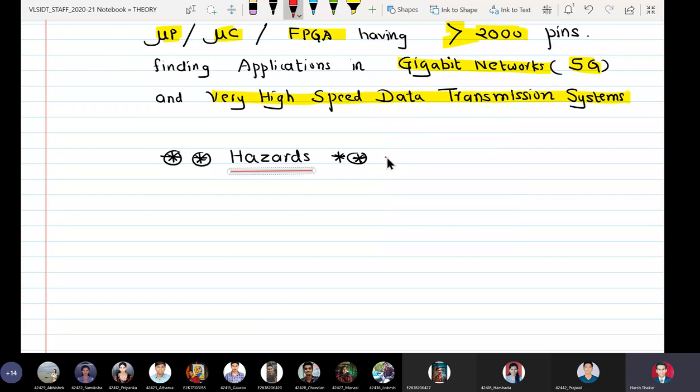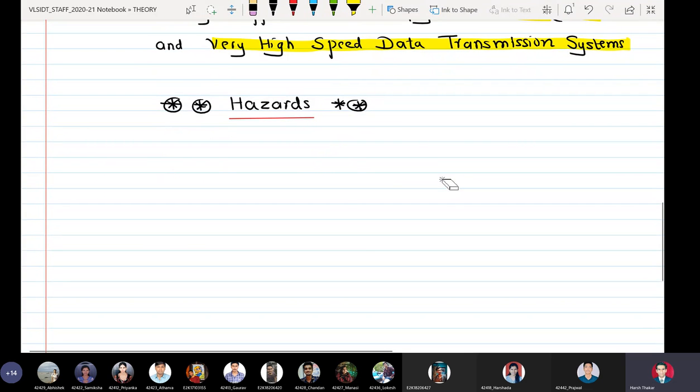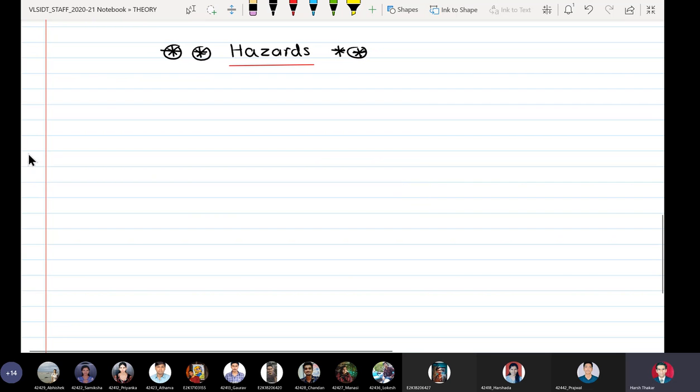Basically, hazard in English means danger. So when we say that this particular circuit is suffering from a hazard, that means it has a certain kind of danger. We will see why this word is used for circuits. We say this is a hazard affected circuit or this is a hazard free circuit. We will come to know the meaning once we discuss what they are.